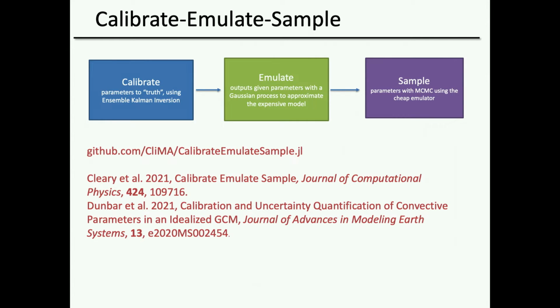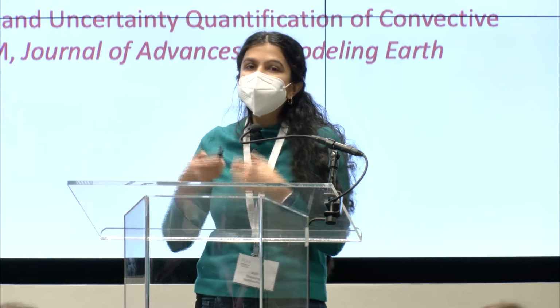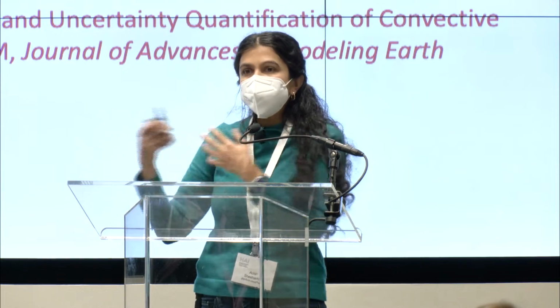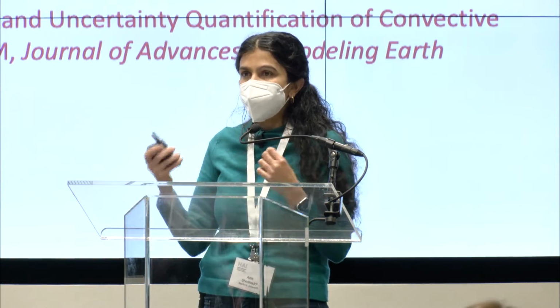But we're going to use ensemble Kalman inversion coupled with a Gaussian process emulator to help us do this. So the first step here is that we're going to calibrate parameters to some sort of truth, which could be observations, using ensemble Kalman inversion. We're going to build a Gaussian process emulator of our forward model, that is the climate model, and then sample from the Gaussian process emulator to give us probability distribution functions rather than just a single value.